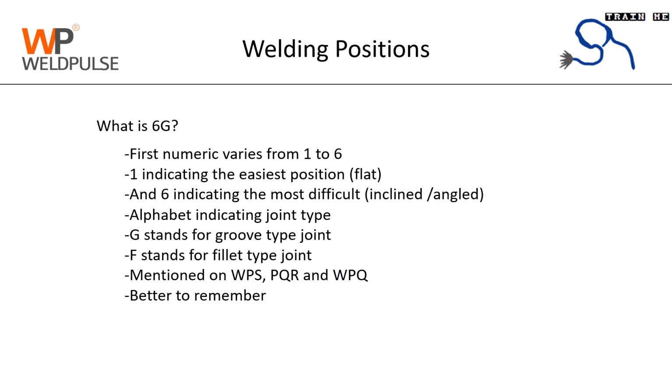And the alphabet can be either G or F. G indicates a groove weld joint and F reflects a fillet-type weld joint. Welding position is mentioned on WPS, PQR, and WPQ. It is better to remember its terminology to have a quick assessment.